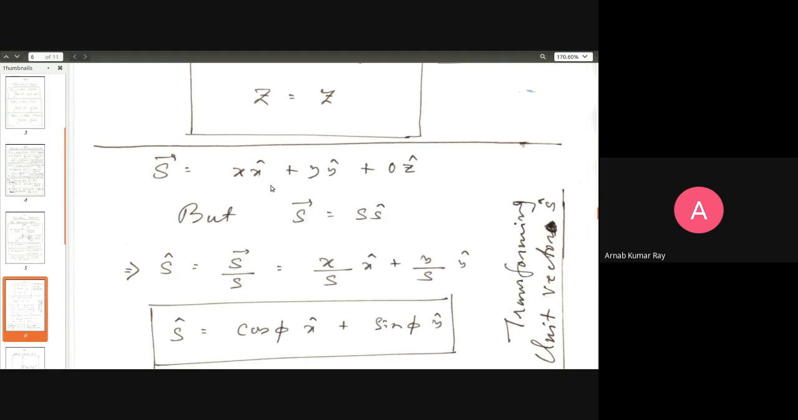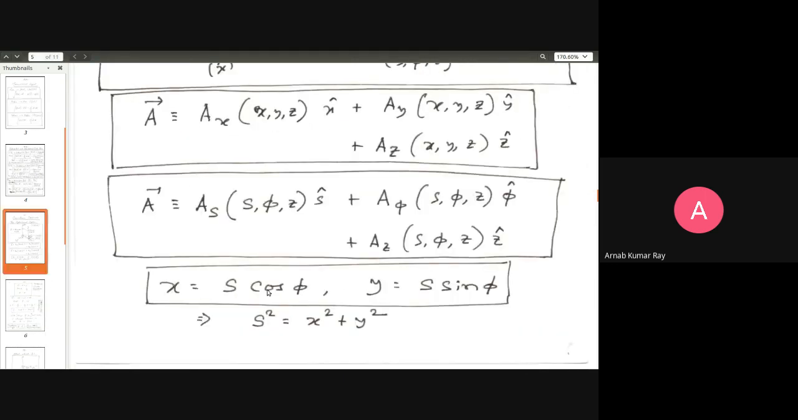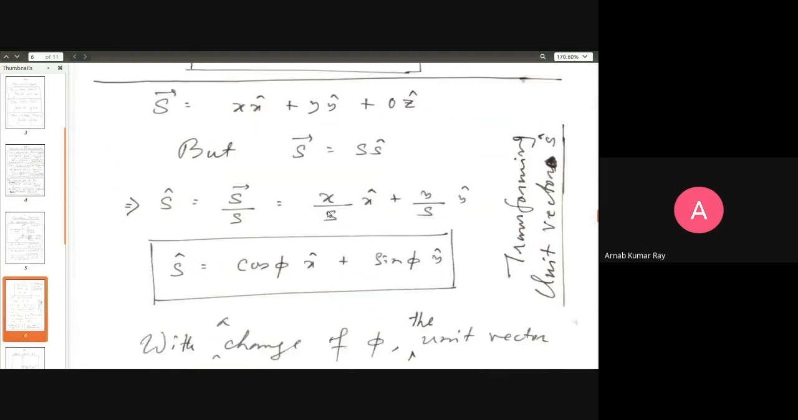Now, what is vector S? Vector S is equal to X X cap plus Y Y cap. So when I substitute that over here, I will get X cap plus Y cap divided by S, with S as a common factor in both. And what is X by S? X by S will be cos phi, Y by S will be equal to sin phi. So X by S is cos phi and Y by S is equal to sin phi.